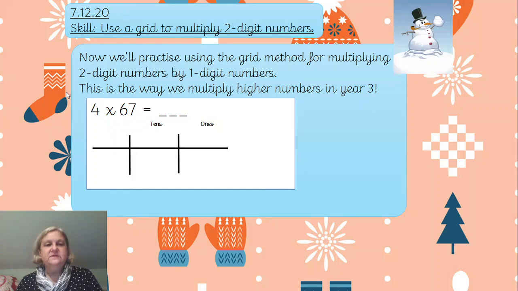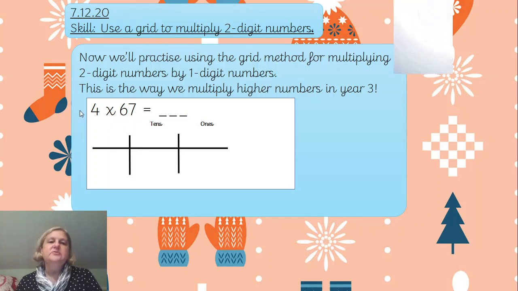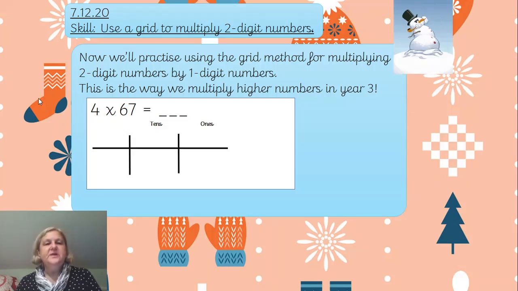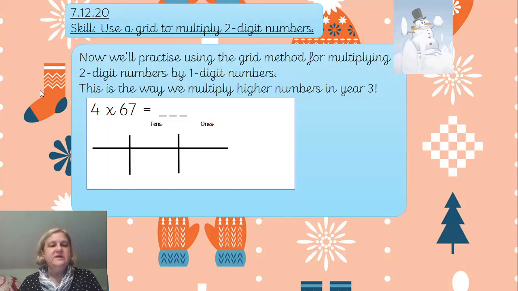We've got this quite high number now we're looking at, and it's a 2-digit number, and we're multiplying it by a 1-digit number. As I said before, this is how we're going to do a multiplication of higher numbers, 2-digit numbers in year 3 and into year 4. Got to mind you don't get hit by that snowball. So we're going to do exactly the same.